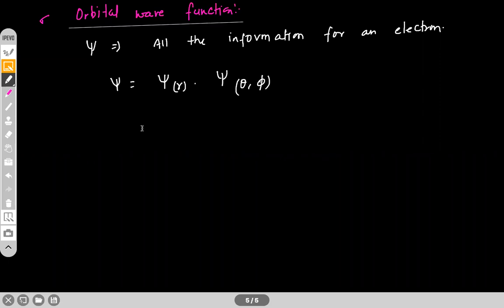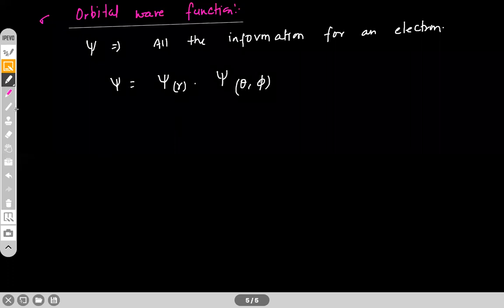Yes, it's fine because 3d10 gives extra stability to the atom. That's why it converts into 3d10. Meghna, just a second, I'll discuss this. Okay. So this one is the radial component, the other one is the angular component.